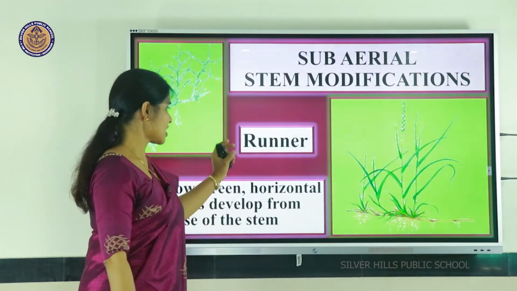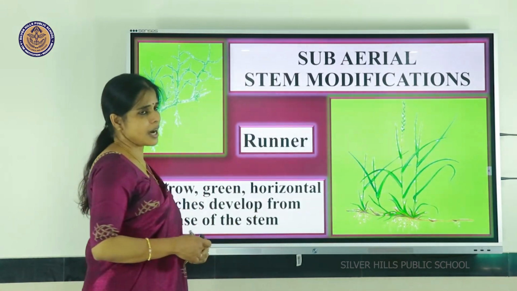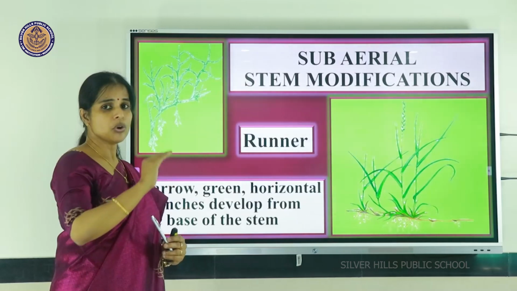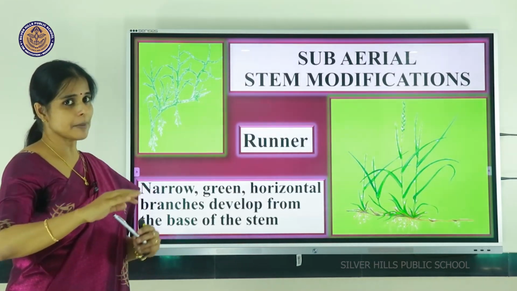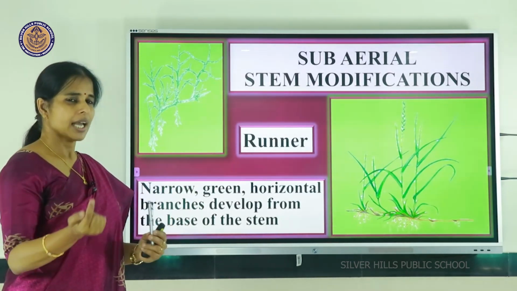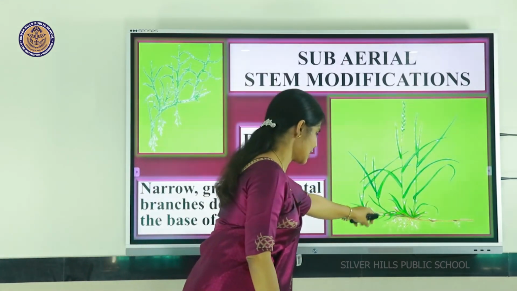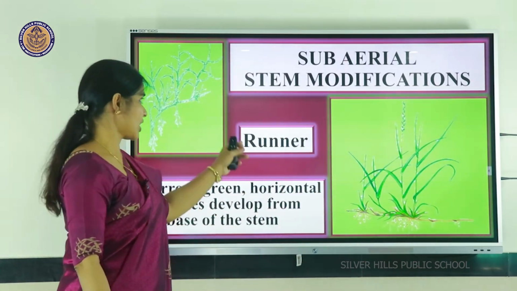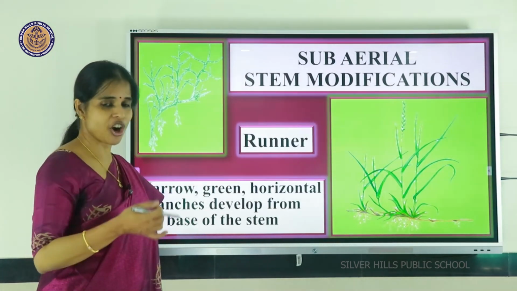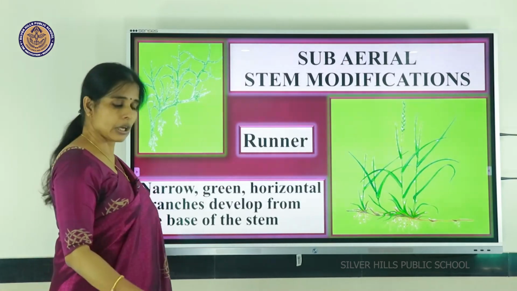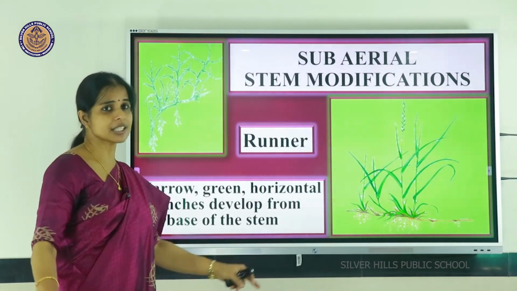Such a modification, which is seen normally in grasses, is known as a runner. Runners are normally narrow green horizontal branches developing from the base of the stem, growing horizontally. In between, some vertical portions also grow. An example of such a modification is seen in grass. We normally call it running grass. The lawn grass, etc., have runners which help it spread on the ground.